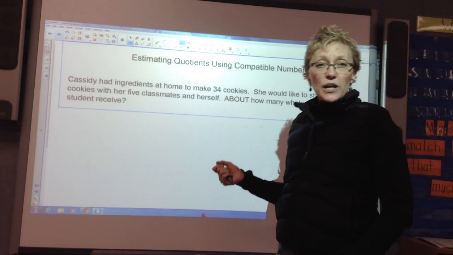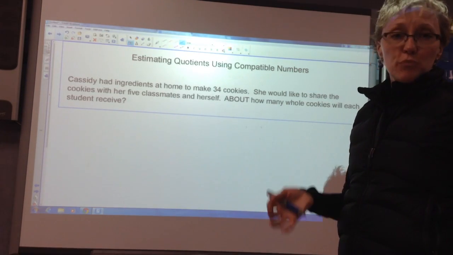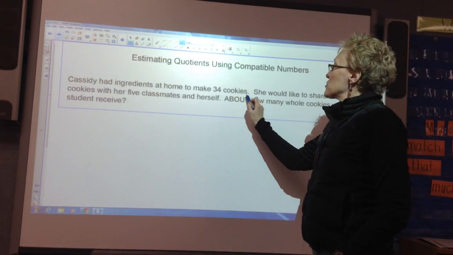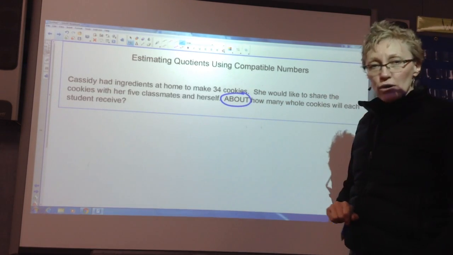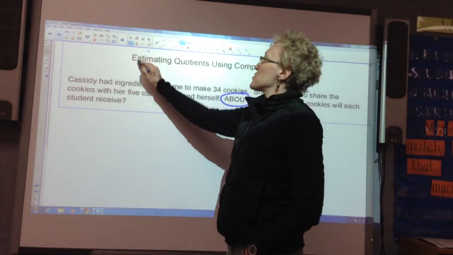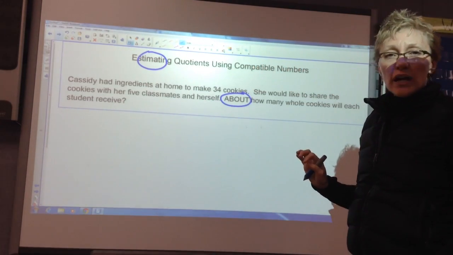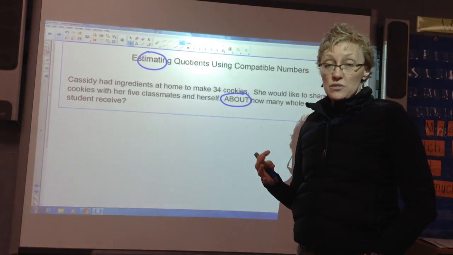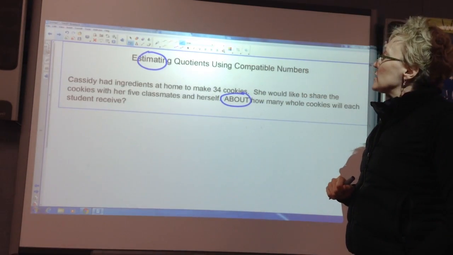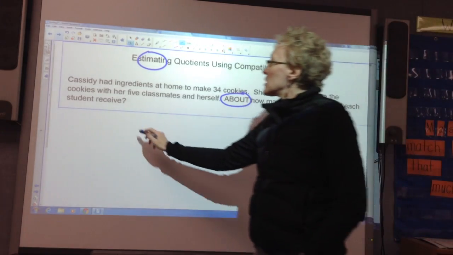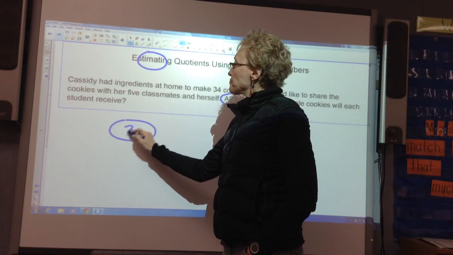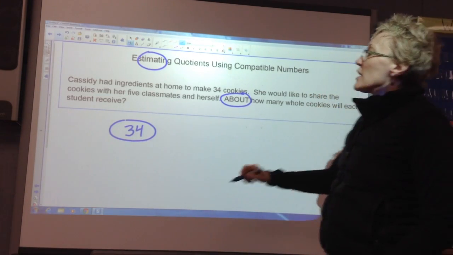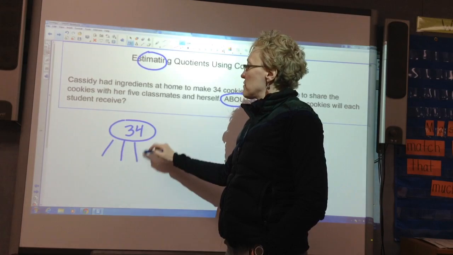One of our math practices is, first of all, to make sense of problems. So if we study this story problem, a few features stick out to me. First of all, it's that word about. About means estimating. We are looking for a reasonable answer, not an exact, and if we are estimating, we are going to be rounding some numbers. Also, I know that we have 34 cookies. We have a total, and we are going to be sharing. And when I see that word share, that tells me that we're going to be dividing.